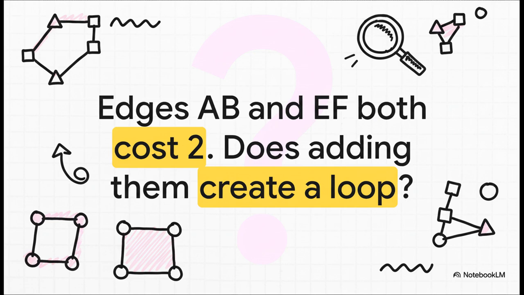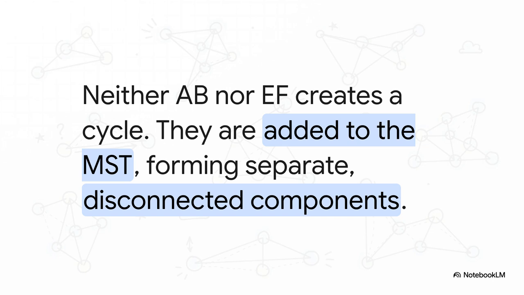Next, we see 2 different connections that both cost 2, one between A and B and another between E and F. So the algorithm has to ask itself that all-important question for each one: if I add this to my collection, am I accidentally creating a cycle? And the answer is, nope, no loops are created. So it adds them both.